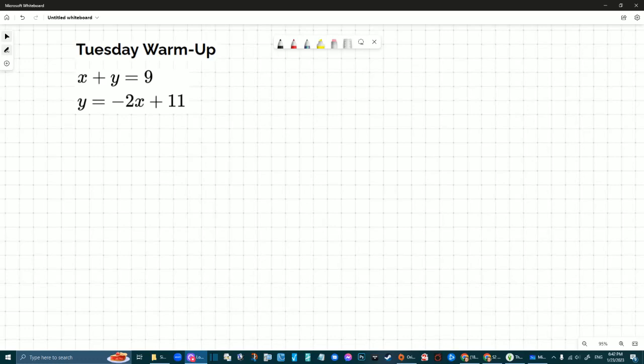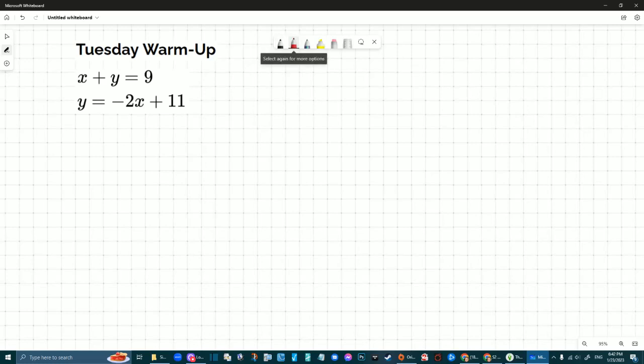Okay, so let's go ahead and work through Tuesday's warm-up together. I'm going to start with my preferred method for this system of equations, which is the substitution method. I'm choosing substitution because my first equation is in standard form, meaning both variables are together on the left side. The second equation has been solved for y. It's already in slope-intercept form.